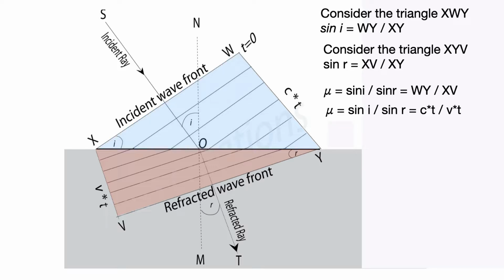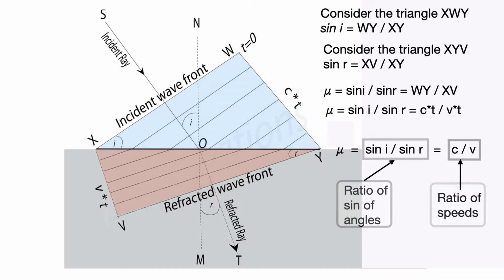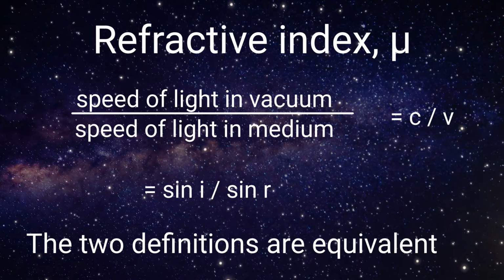WY is the distance traveled by the portion of the wavefront at W in vacuum in time t. Hence, WY is equal to c times t. Similarly, XV is the distance traveled by the portion of the wavefront at X in glass in time t. Hence, XV is equal to v times t. Hence, sin I over sin R equals c over v. The bending of light traveling from one medium to another is due to the differences in the speed of light in the two media. The two definitions of mu are thus equivalent.